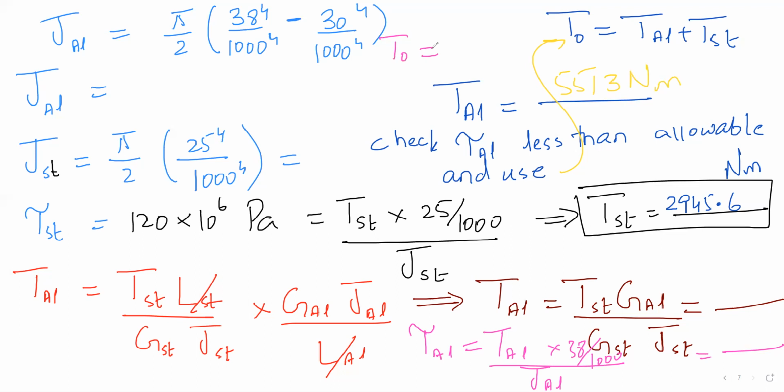So we check the shear stress. Good. You checked it, I'm happy. So we can use those values to find T naught. Give me T naught. Add them. Anyone who can add 5513 with 2945.6? 2945.6 plus 5513 is 8458. Yes.